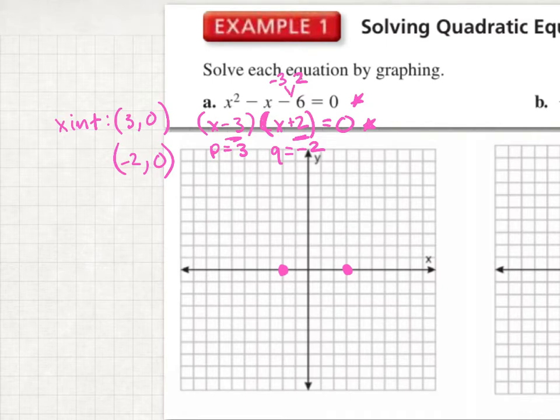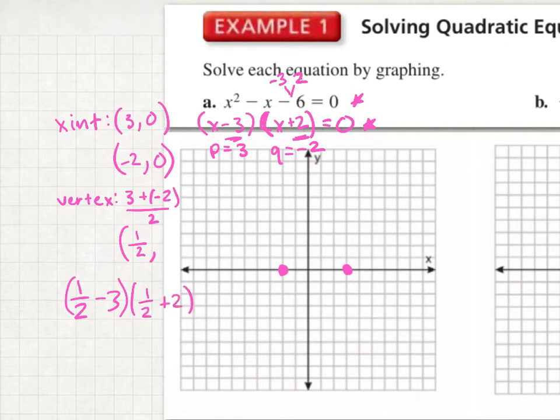So p plus q divided by 2, we can do that. So to find our vertex, we're going to do p plus q, so 3 plus negative 2 divided by 2. This would be 1 over 2. So this is the x-coordinate of our vertex. What do we do to find the y-coordinate? Plug it in. So 1/2 minus 3 times 1/2 plus 2.